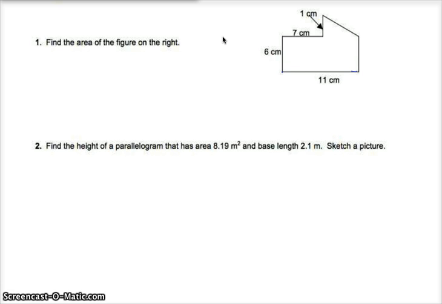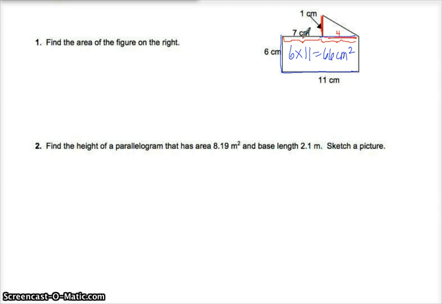Okay, so what did you get? I would split it into a huge rectangle, and this is 6 times 11. So this is 6 centimeters by 11 centimeters, which is 66 centimeters squared. And then I would do my little triangle. So I have a height of 1, but what is this length here? Well, I see that this is 7, therefore this length here must be 4.